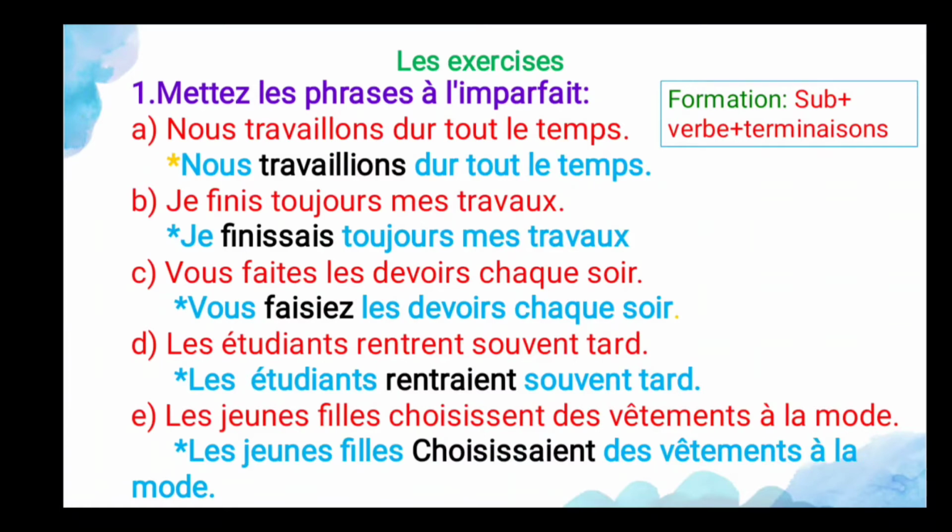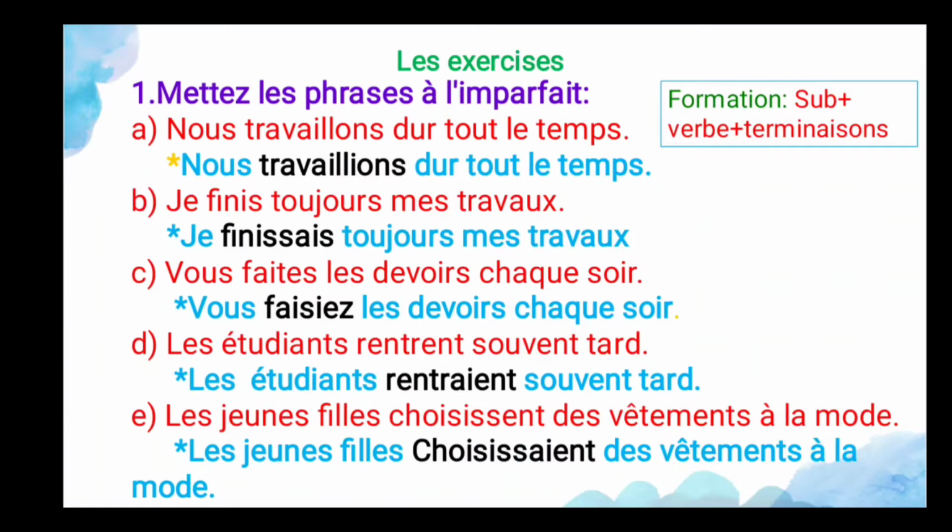And next, les jeunes filles choisissent des vêtements à la mode. It means young girls choose clothes in fashion. So the verb is what? Choisir verb, to choose. And the answer is what? Les jeunes filles choisissaient. So you have to add the endings aient because the subject is what? Plural. So young girls chose clothes in fashion. So this is all about the first exercise. What is the formation for the first one? Subject plus verb plus termination. What are the terminations?